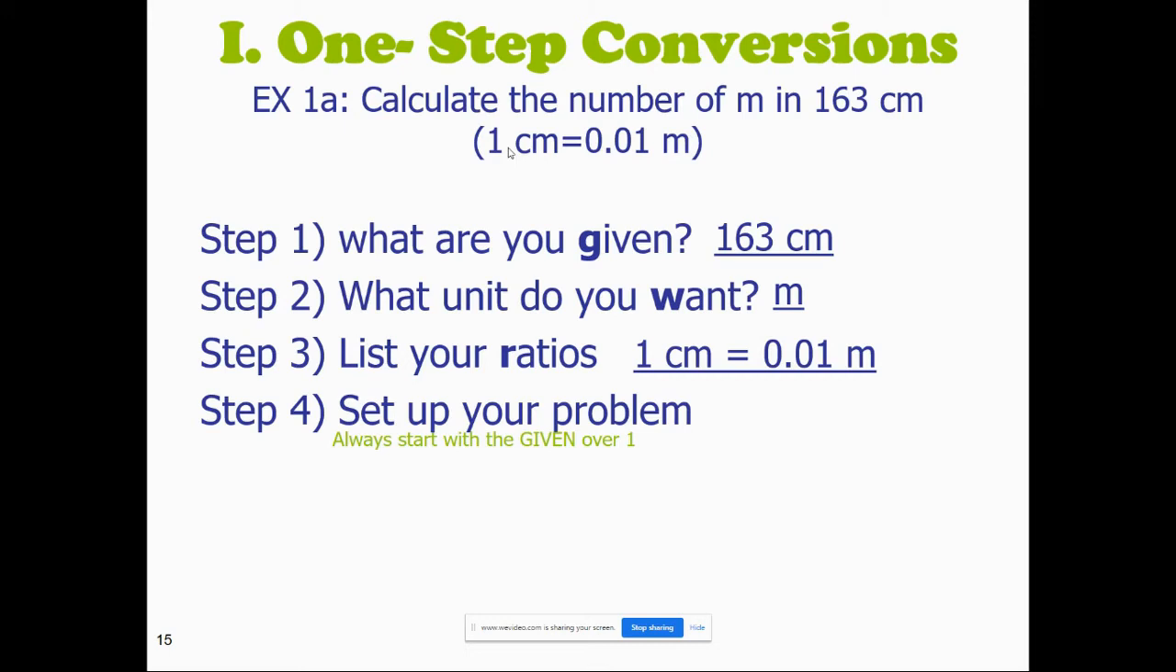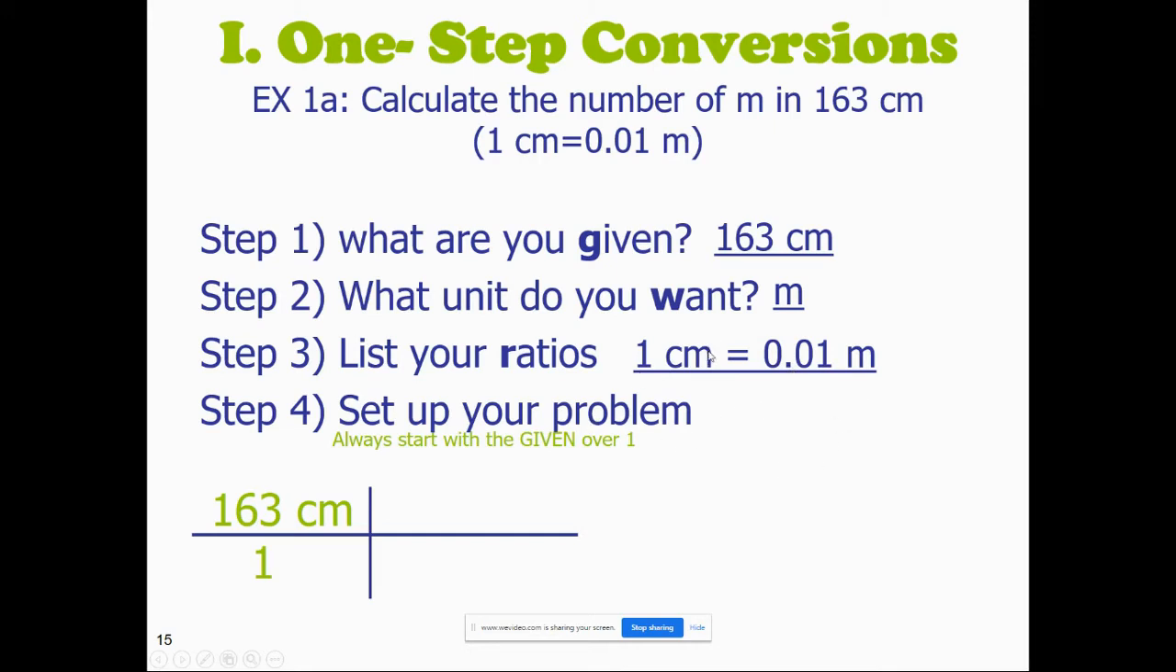It's a good habit to get into, so it reminds you that you're just multiplying fractions. You write 163 centimeters and you put it over 1. Okay? So now we need to convert this to meters. We want centimeters to go away, and we want to end up with meters. Do we have a relationship that ties centimeters and meters together? We do, right here. We know that 1 centimeter is equal to 0.01 meters.